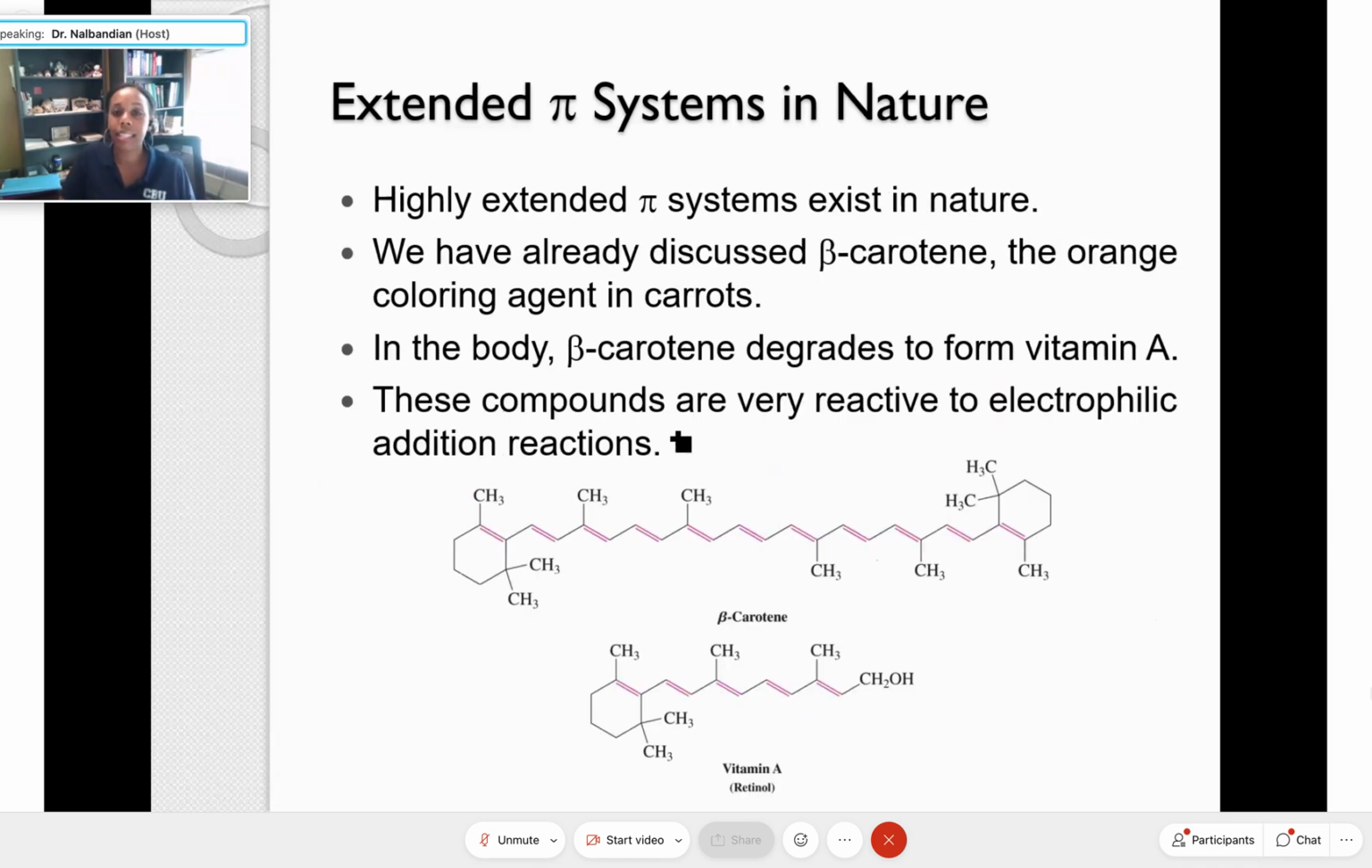So with these extended pi systems, a lot of them exist in nature. We've seen one. We already saw beta-carotene at the very beginning of this chapter. And we said that beta-carotene is responsible for that orange color that we see for carrots. So if you eat beta-carotene, this will turn into retinol or vitamin A in the body. But both of these compounds are very reactive to electrophilic addition reactions because we have this extended pi system. Look at all this conjugation here. We have all these double bonds in conjugation, so we can make a bunch of different resonance forms. Imagine how many resonance forms you can make for beta-carotene if you added a proton to one of these ends of the chain.